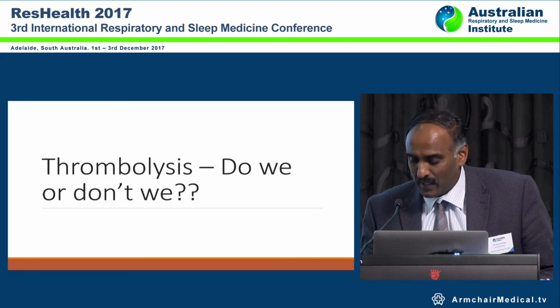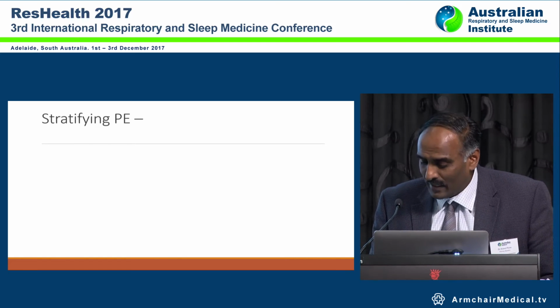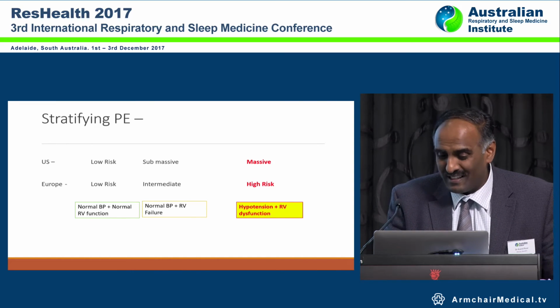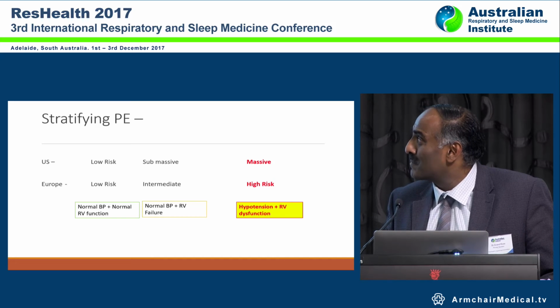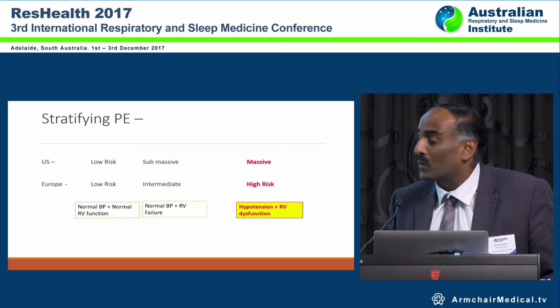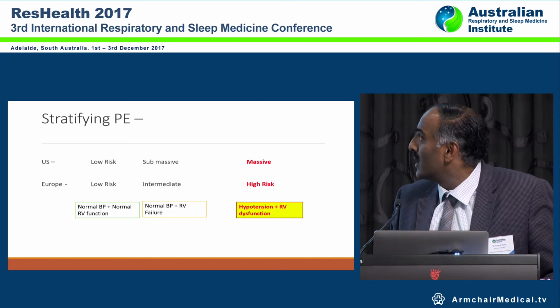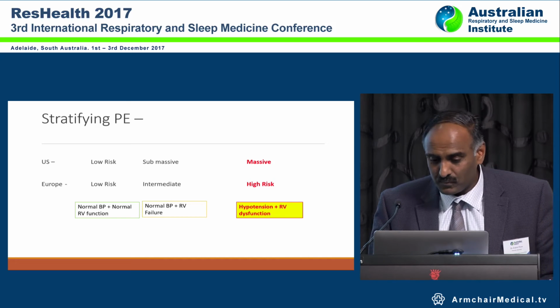So stratifying PE, I should highlight at this point a couple of terms. There is the low risk, there is a submassive risk. In the US literature, it shows as submassive. That's basically normal blood pressure with an abnormal echo. In Europe, it's called intermediate risk. One and the same thing. And then you have the massive, high risk, with hypotension and RV dysfunction.